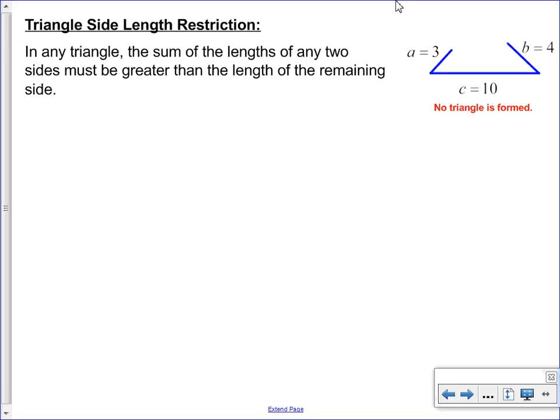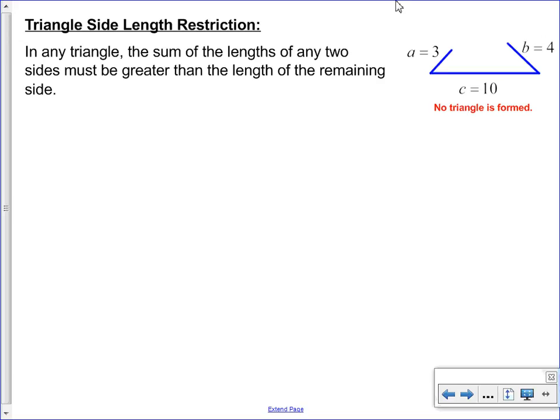You don't know. What's 3 plus 4? 7. Two sides have to be bigger than the third side. Always. Any two sides have to be bigger than the third side. Usually you check the two shortest sides. When you add them, the sum has to be bigger than the third side.